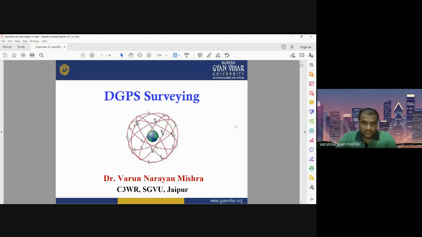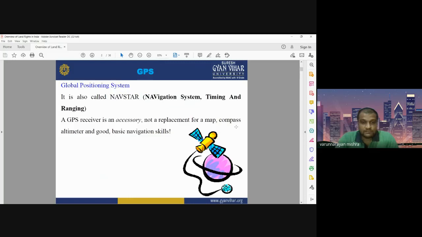So today's topic is DGPS survey. Today we will discuss some basics of GPS. Then we will see what the errors in GPS surveying are and how we can overcome them by using DGPS. As we all know, the full form of GPS is Global Positioning System, and in some cases it is also known as Navstar, whose full form is Navigation System Timing and Ranging.